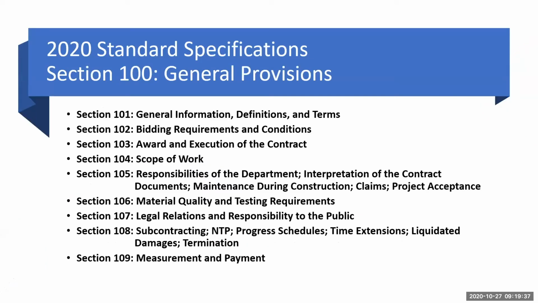So in general, the 100 section, again, there's the listing of where we have. Not a lot of changes here, just a lot of updates. A couple main sections that we did make changes to include the claim section and scheduling, section 108, and we'll get into a couple of those.